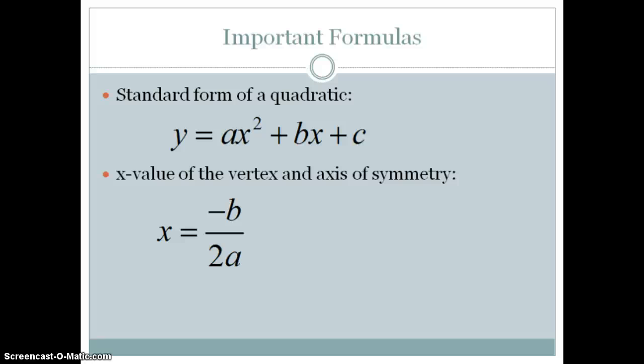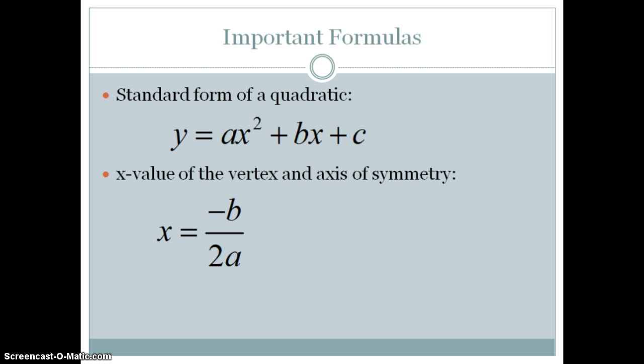We also have something called the vertex. Okay, that's an important word, you need to remember that word. The vertex is either the highest point or the lowest point on the graph. If our a value is positive, that means our graph opens up, which I'll show you what that means in a little bit, and it means our vertex is a minimum. If a is negative, it means the graph opens down, it means our vertex is a maximum.